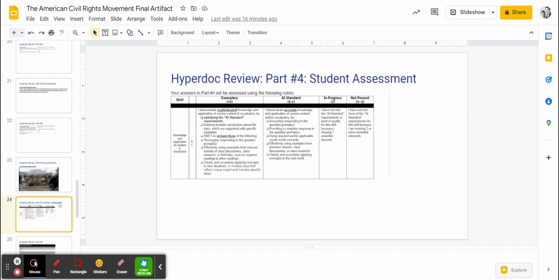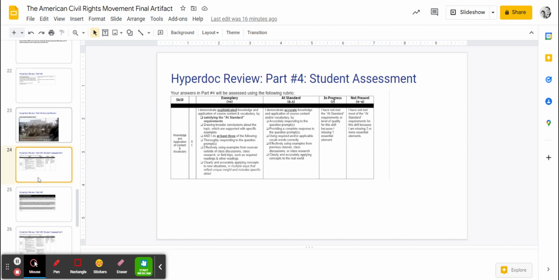So part 4 will be assessed just with a simple knowledge and application of content rubric that is uniformly used throughout my department. So this just looks at student comprehension. Are they reading the correct things, pulling the correct information, using it correctly? Are they applying what they're learning?